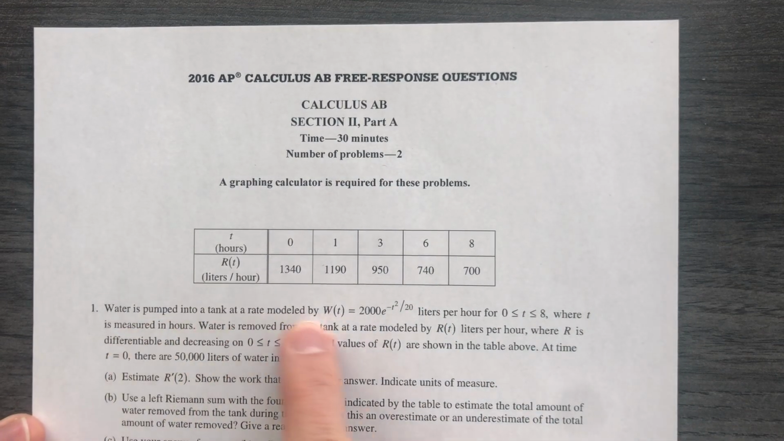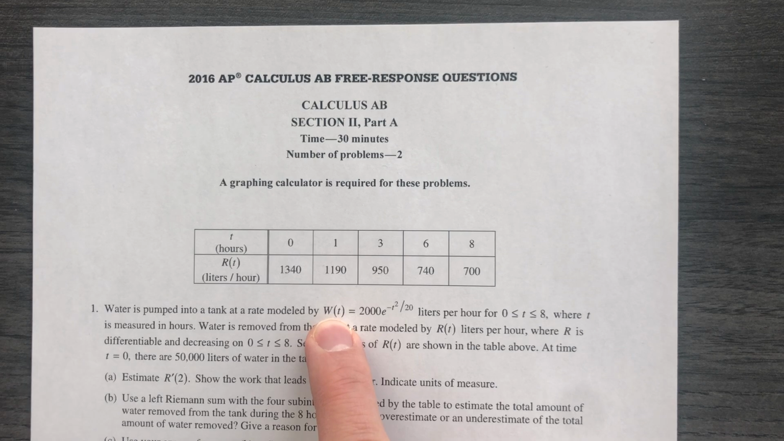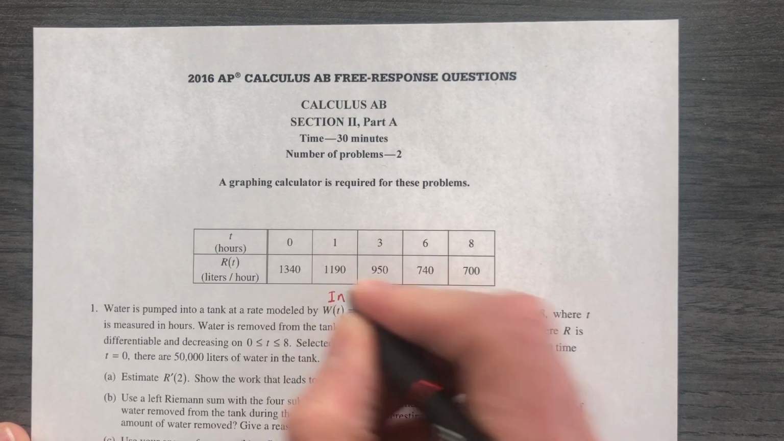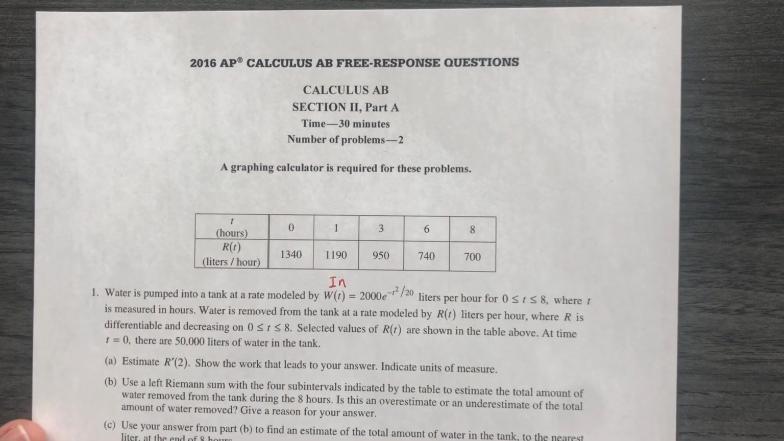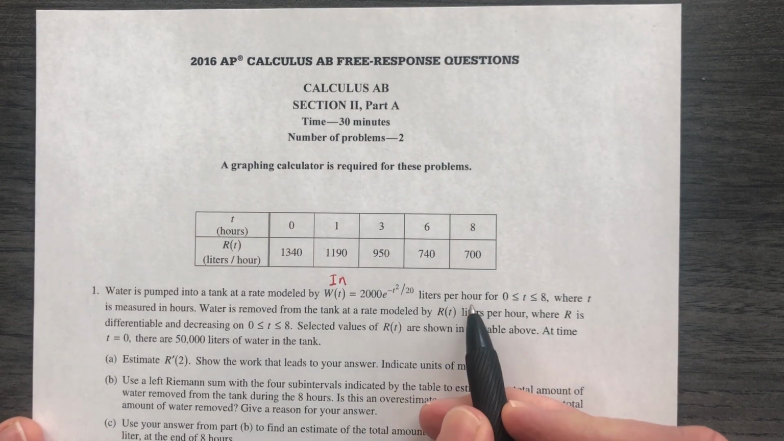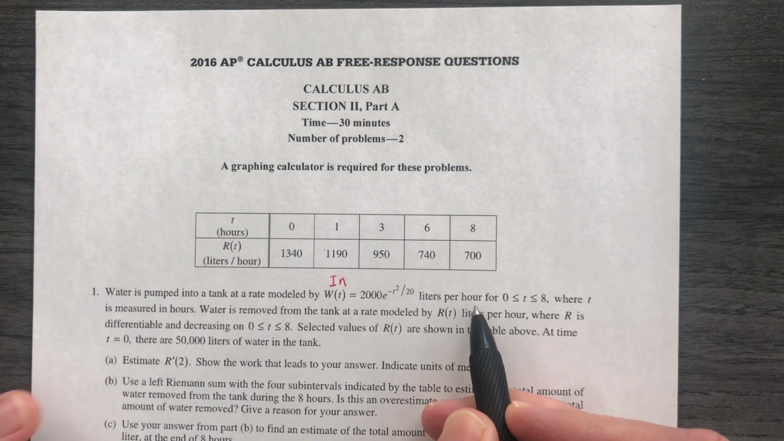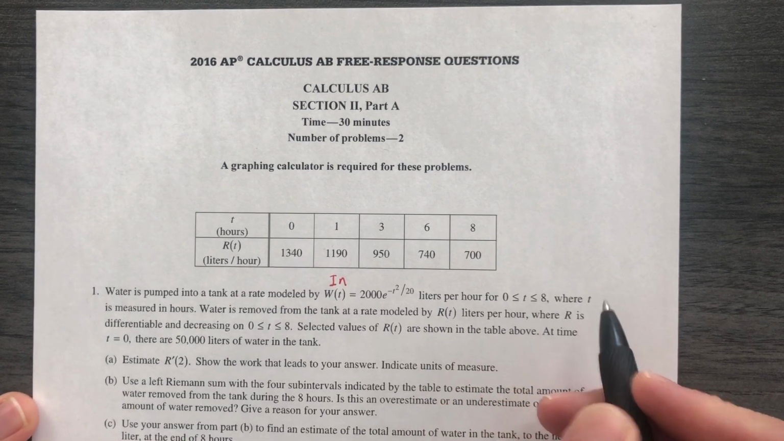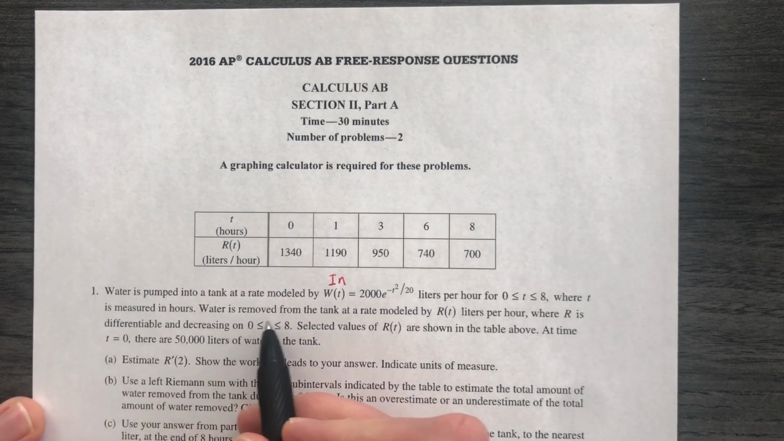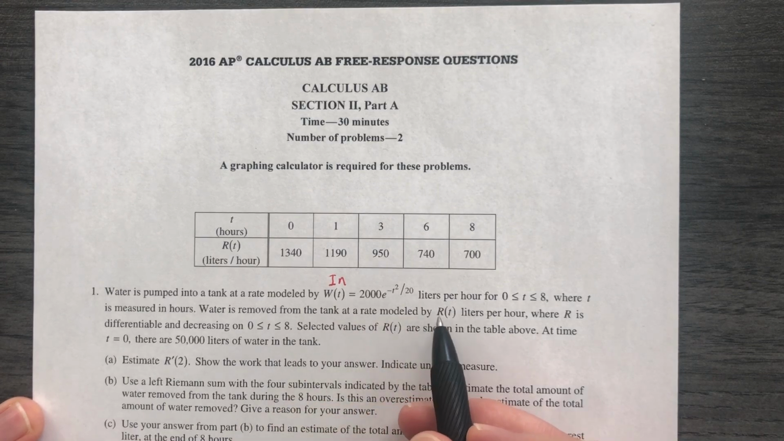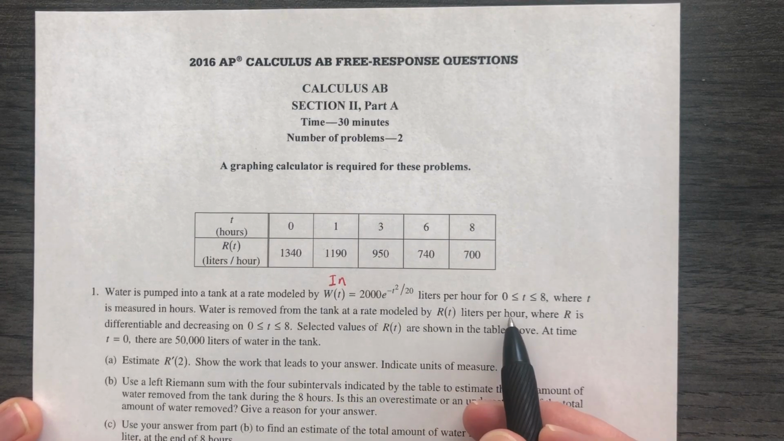Water is pumped into a tank at this rate. Let's pause right here. I think it's worth noting that the W function is measured in liters per hour. Notice everything as you read. For 0 ≤ t ≤ 8, where t is measured in hours, water is removed from the tank at a rate modeled by R of t, liters per hour.